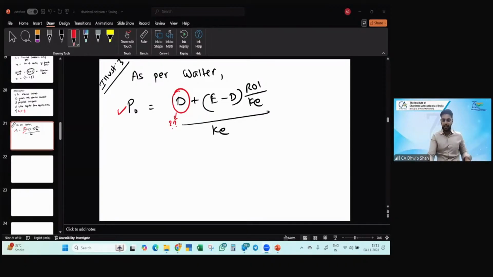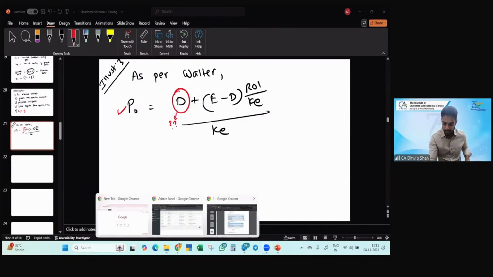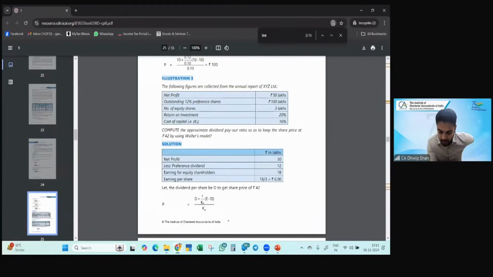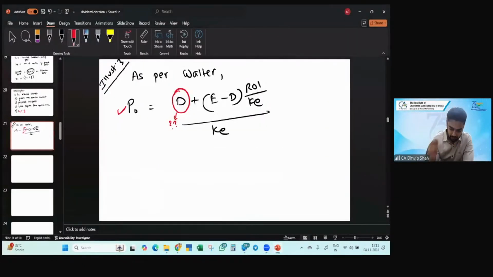In illustration 3 that we are discussing right now, please read carefully. They have asked to calculate the dividend payout ratio, means the amount of D. And the price, the P0, they have already given in the question. So no worries, we have all the other variables. We can calculate. P0 is given. It is rupees 42.